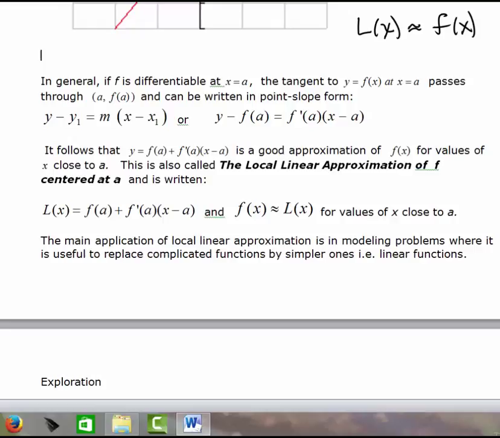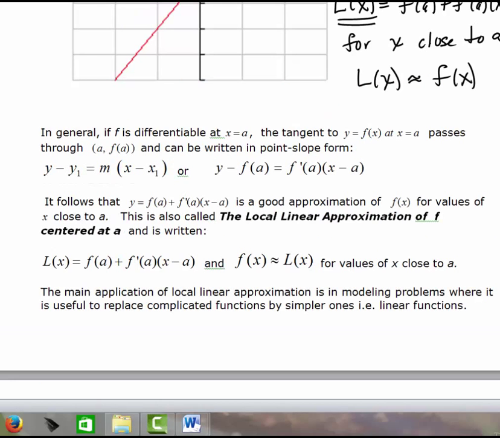But what I want to do right now is an exploration. Before we do that exploration, I want to explain why you would use a linear approximation. Basically, the main application is to be able to model more complicated problems or complicated functions using a linear function, because linear functions are very easy to work with. So in the next video, we're going to do an exploration using this concept.